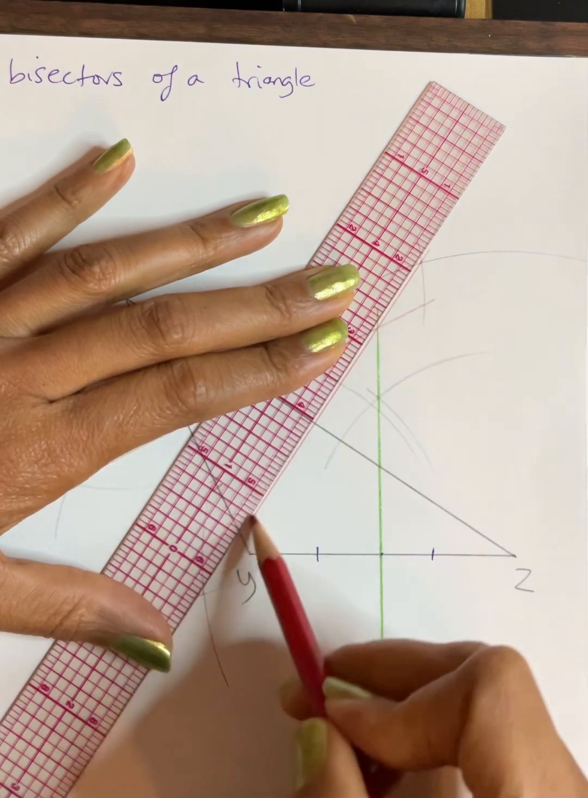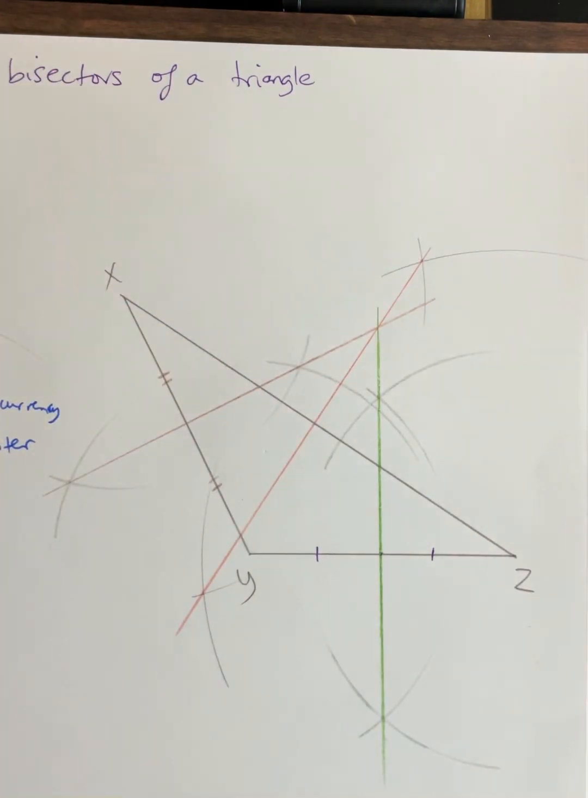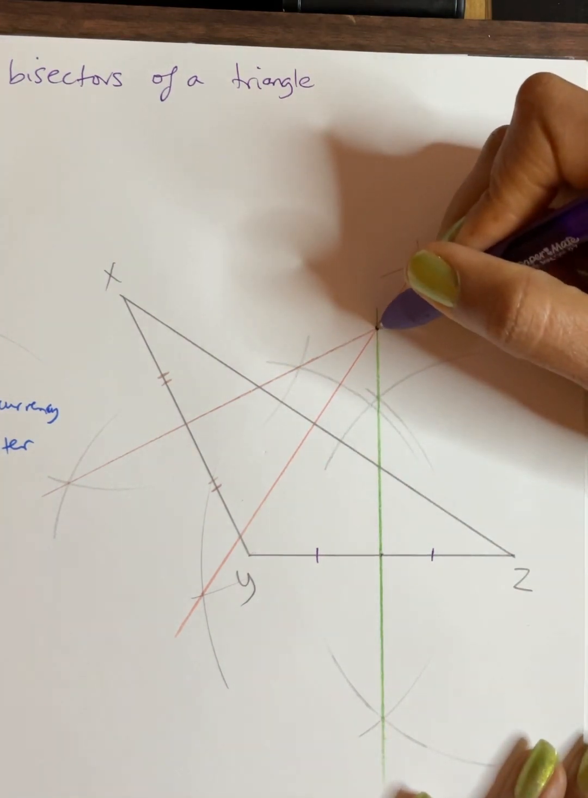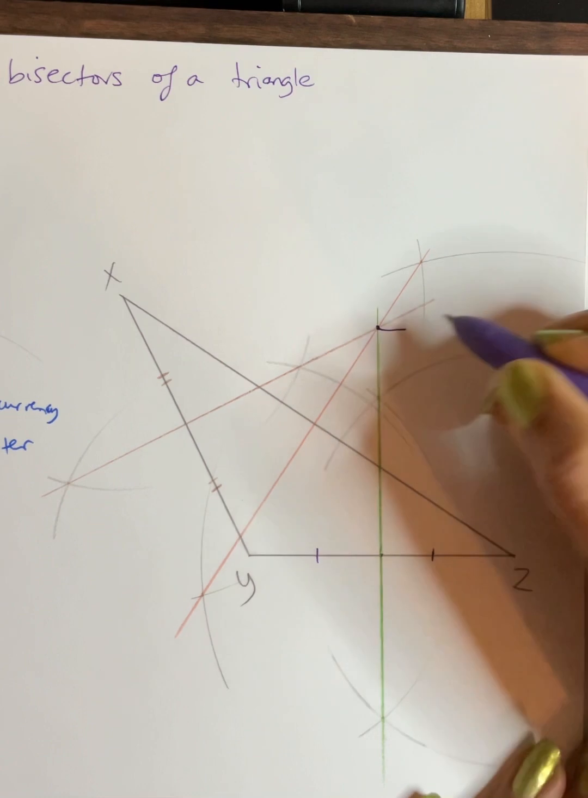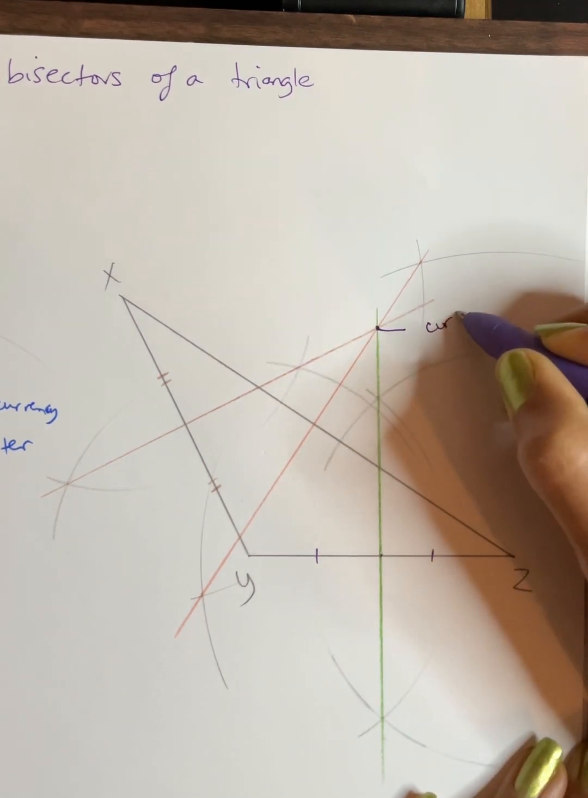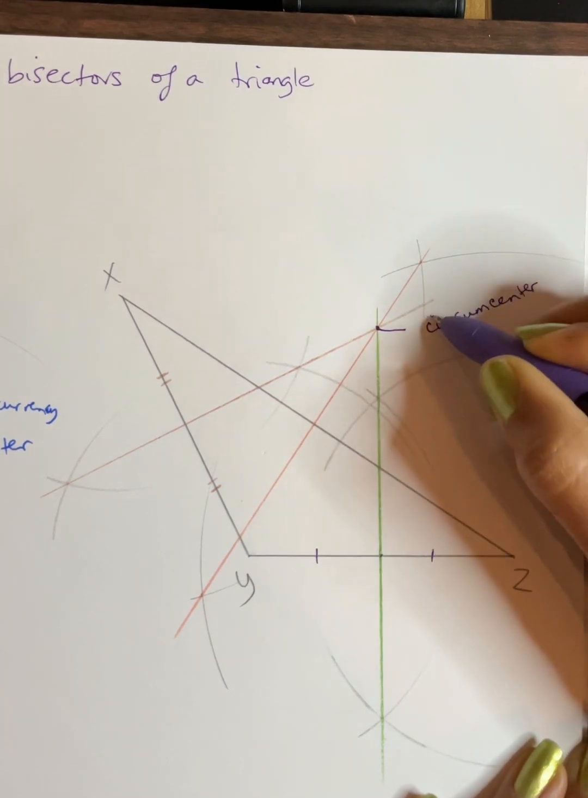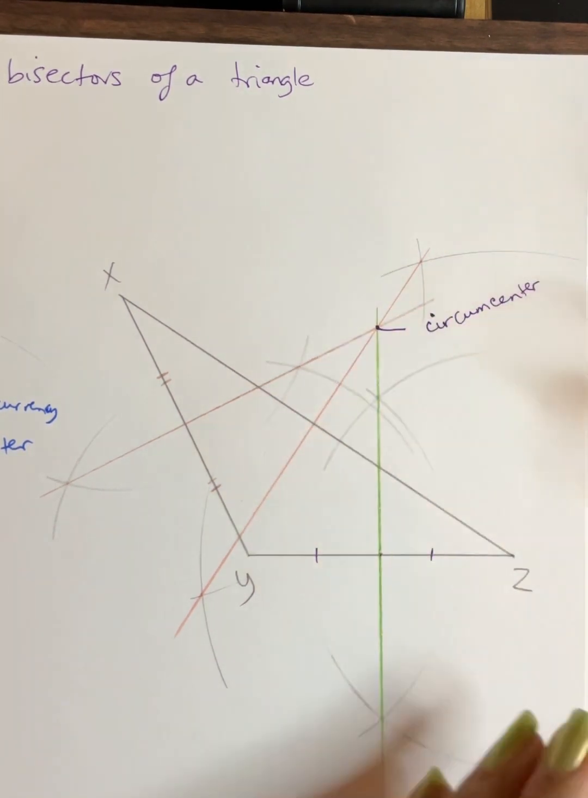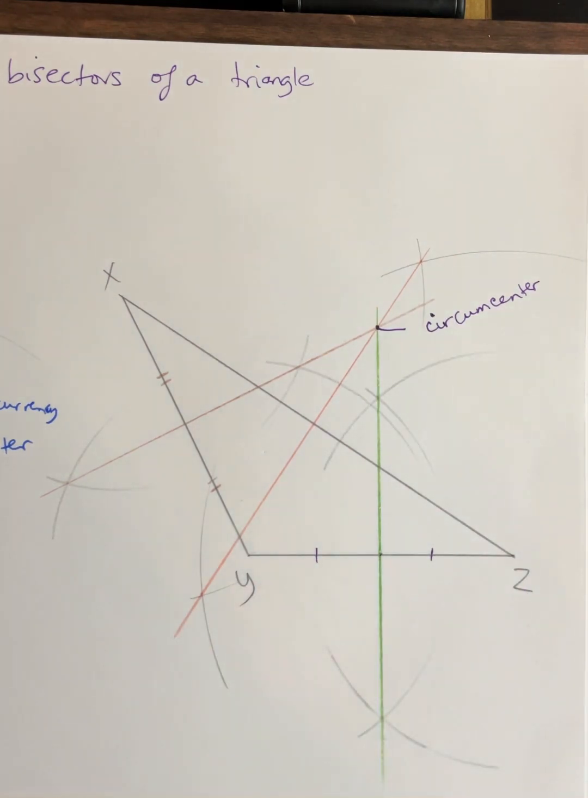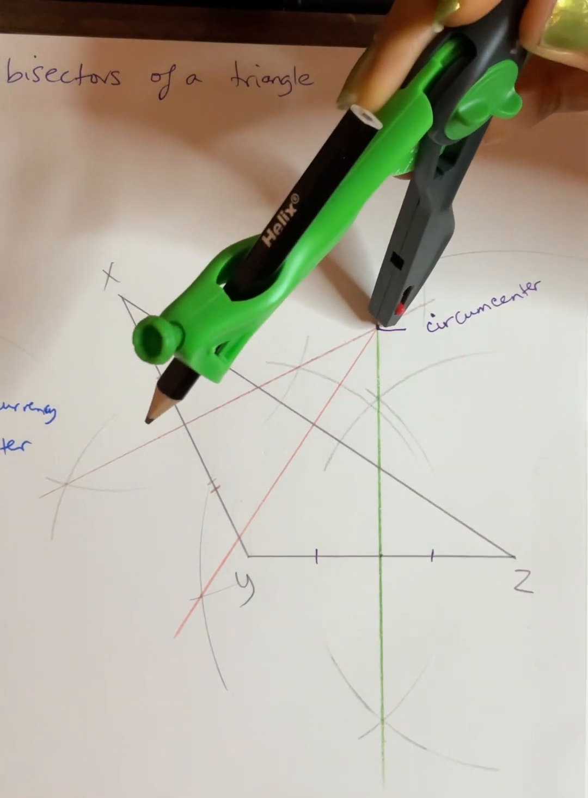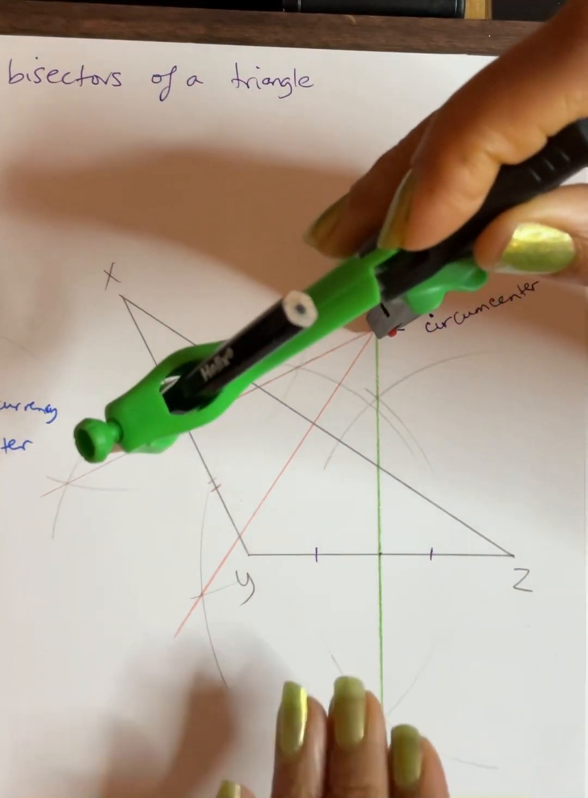Okay, there you go, voila. So now if you notice, right here is going to be your circumcenter. This is going to be a circumcenter because it is where all three perpendicular bisectors meet, and you notice that they meet outside of this triangle.